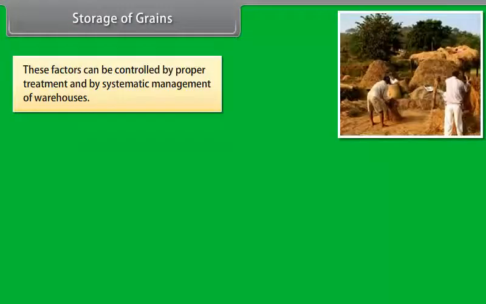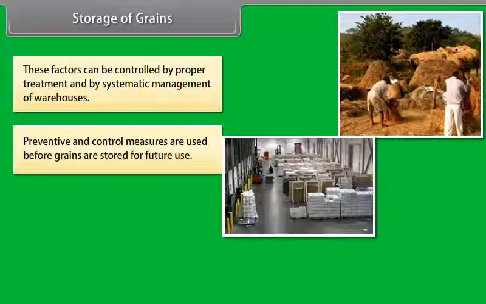I should tell you that these factors can be controlled by proper treatment and by systematic management of warehouses. Preventive and control measures are used before grains are stored for future use.